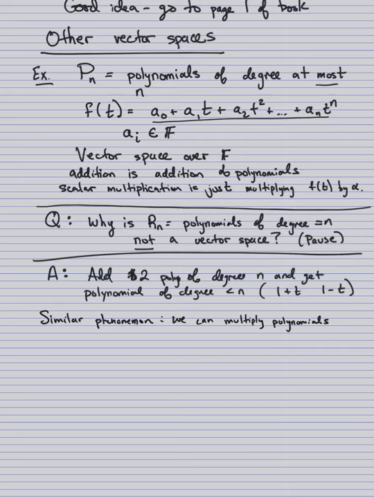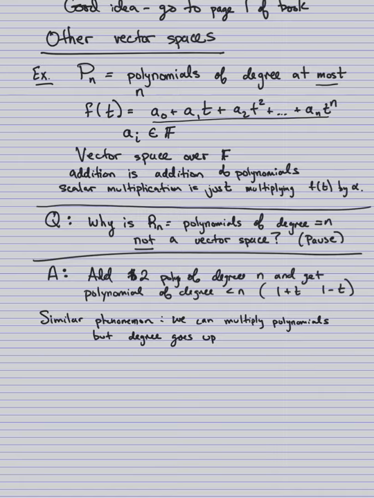In the same way, the degree goes up. You take a degree n polynomial and a degree m polynomial, and you get a degree n plus m polynomial. So you can't define a multiplication on this set Pn.